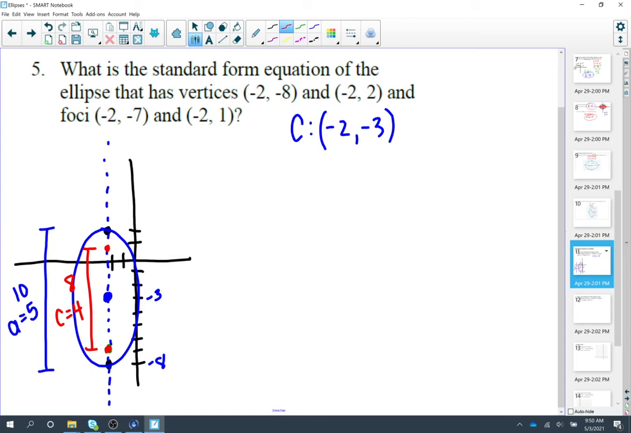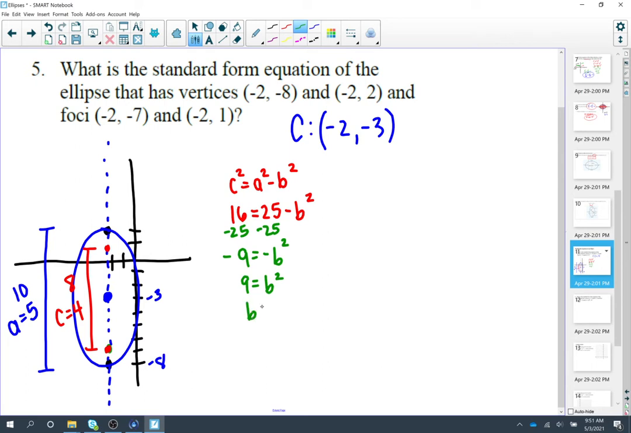If I want to write the standard form of my equation, the last thing I'm going to need is my b value. Remember that c squared equals a squared minus b squared. We know c is 4, so 16. A squared, keep in mind a is 5, so that's 25, minus b squared. If we take 16 minus 25, that gets us -9, equals -b squared. Divide both sides by a negative. Take the square root. We now know that b equals 3.